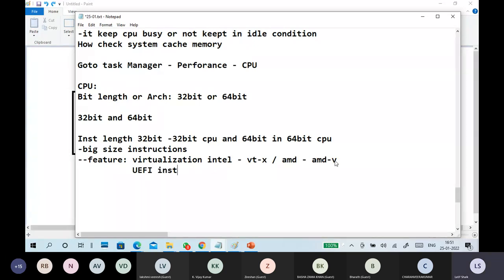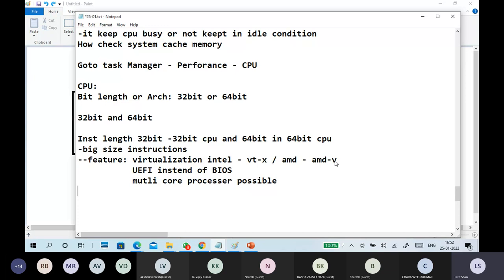Nowadays, we are getting UEFI instead of BIOS. It's not very old kind of stuff. Nowadays you are getting UEFI instead of BIOS. That feature is only available in 64 bit. Hardware virtualization feature is there. That is also available in 64 bit. Multi-core processors are possible. Multiple core processors are coming nowadays. So that is the advantage of that one.